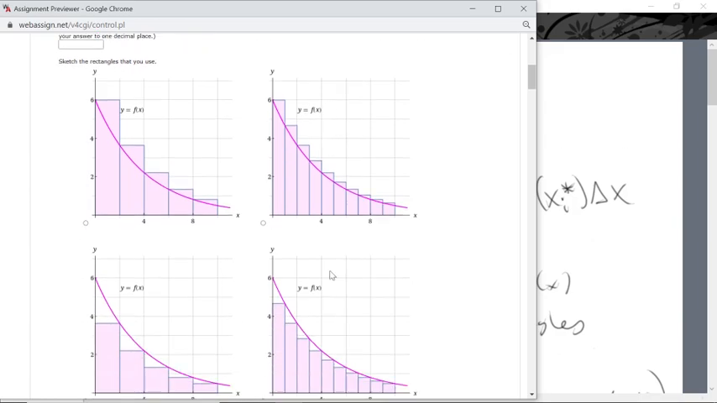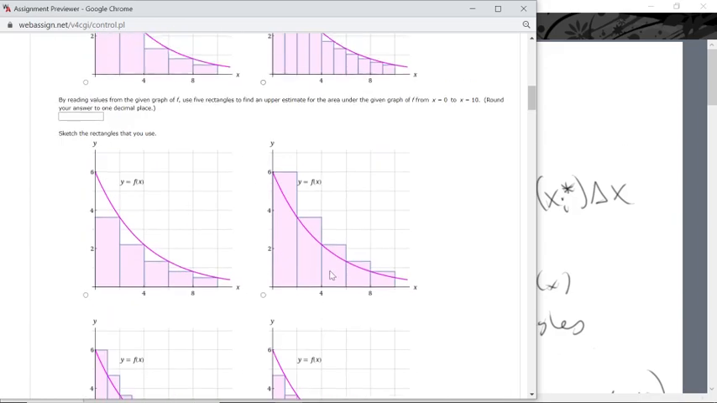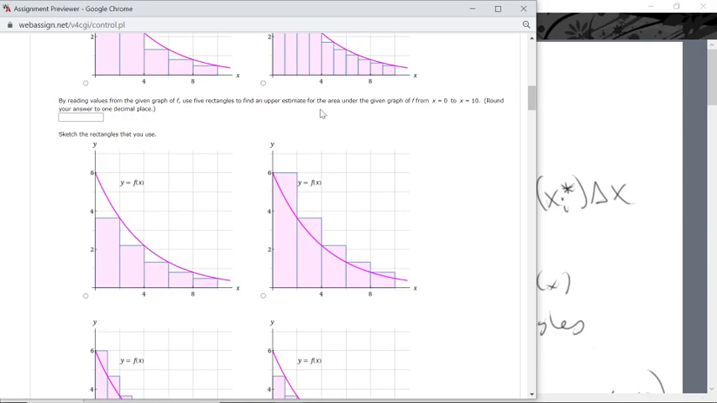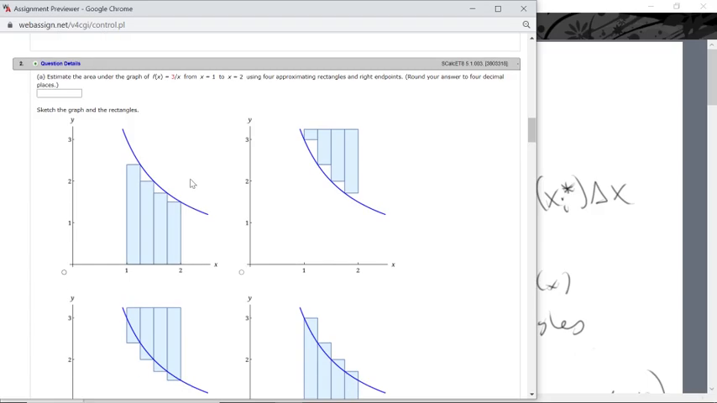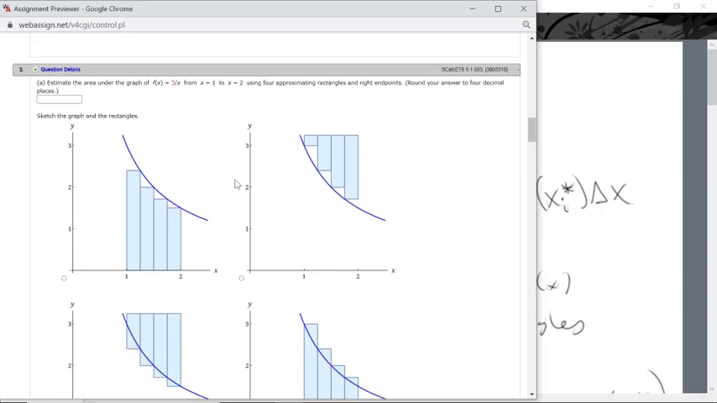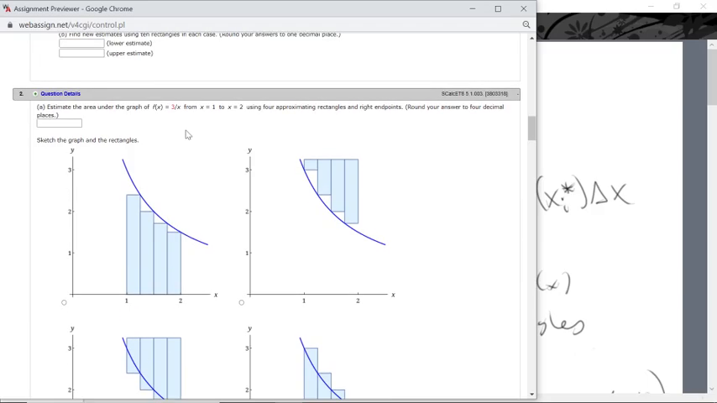Okay, sketch the rectangles that you use. Choose the appropriate sketch. How about you do it using an upper estimate? Would you choose right endpoint? Choose left endpoint? And then sometimes you're going to have to choose midpoints as well. That'll be in the instructions.